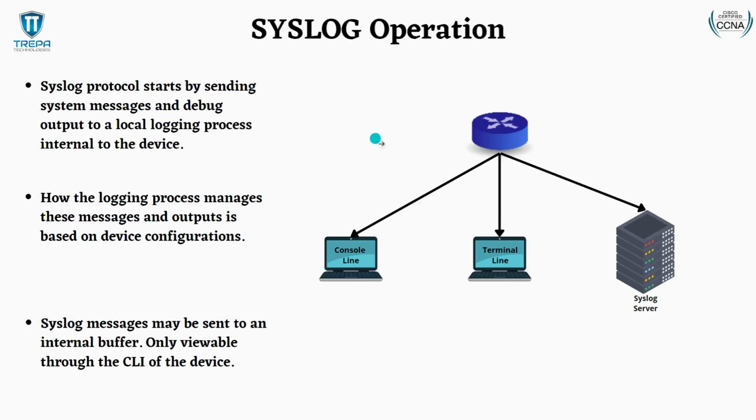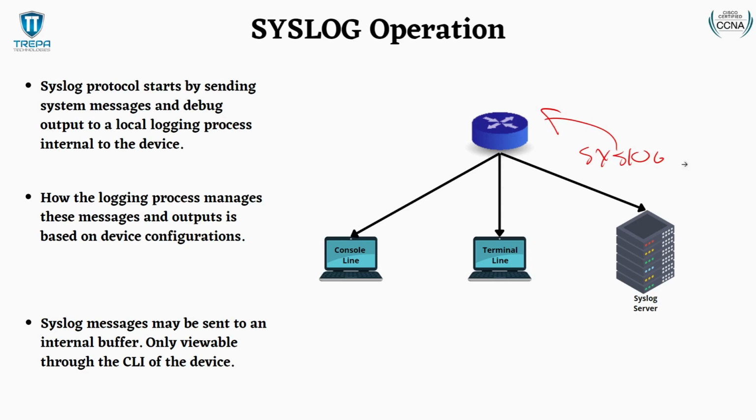Okay, then let's get into the operation of syslog. So the syslog protocol is going to start by sending messages and debug output to a local logging process internal on the device. So what do we mean by that? So by default, if we turn syslog on, and let's say we, to this device, not to our server there.